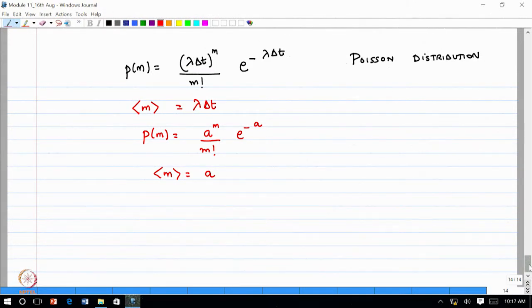Okay. Now, what about the standard deviation? You can also show sigma square is equal to a, equal to average of m square. So these are the two properties of this Poisson distribution. And this is something that is fairly widely used. Let me just highlight these points.